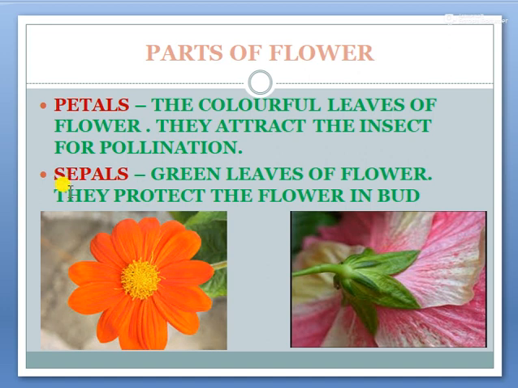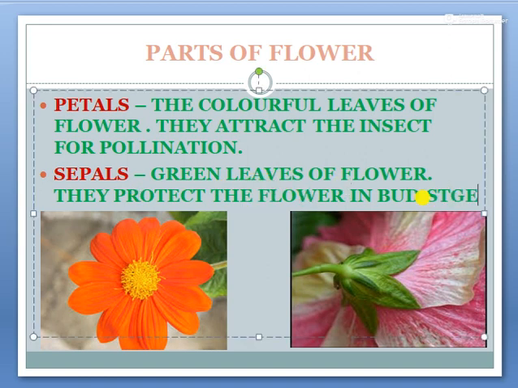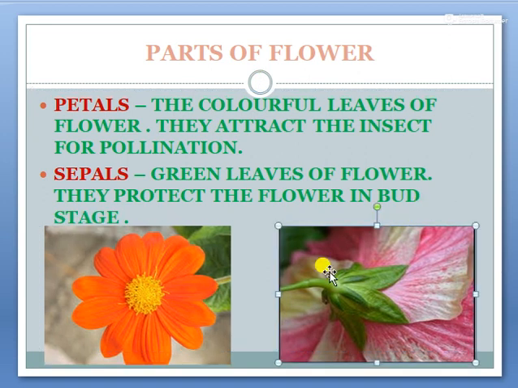Now next is sepal. Sepals are the green leaves of the flower. They are not colorful. They are always green in color. So what is the role of sepal? Sepals protect the flower in the bud stage. Bud means kali. When the flower is in the bud stage, it is protected by the sepal.